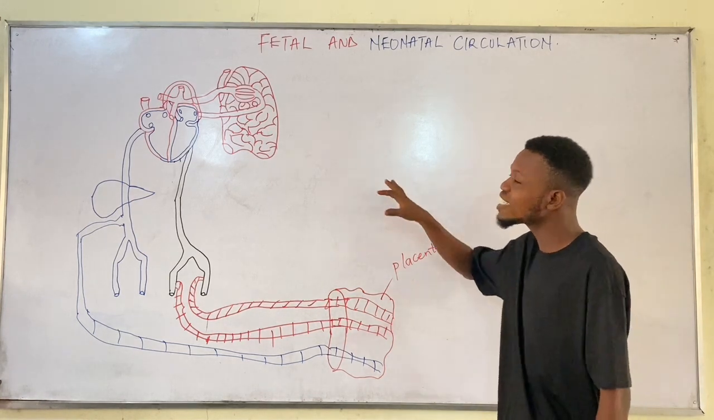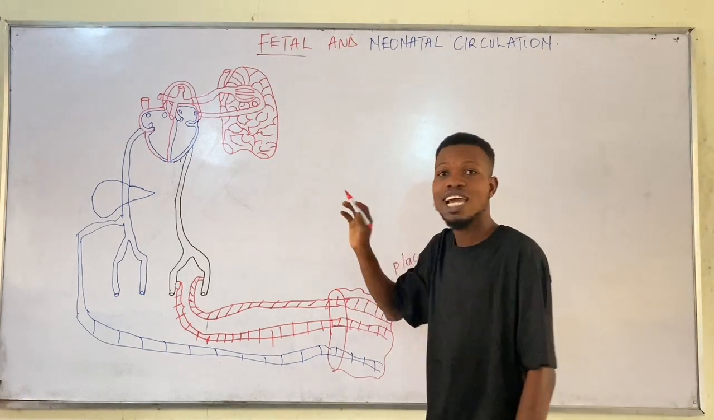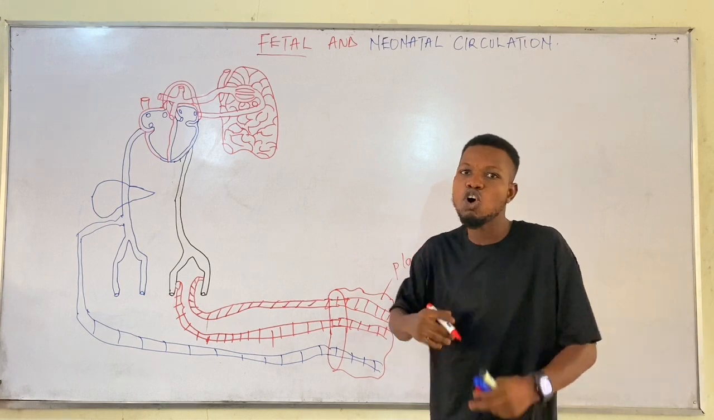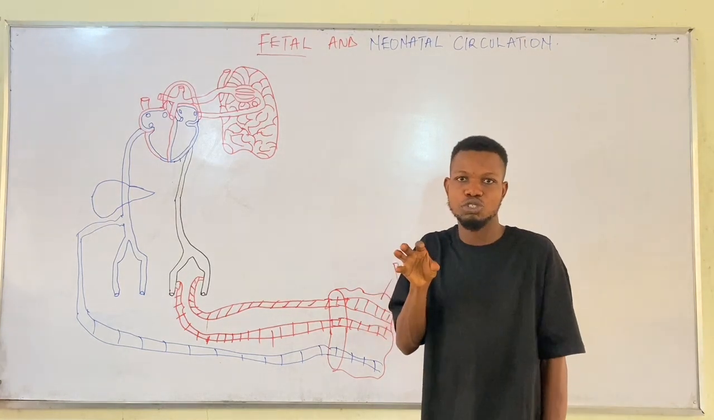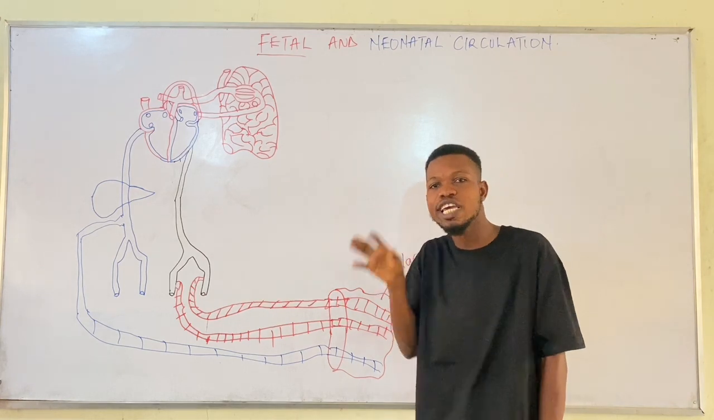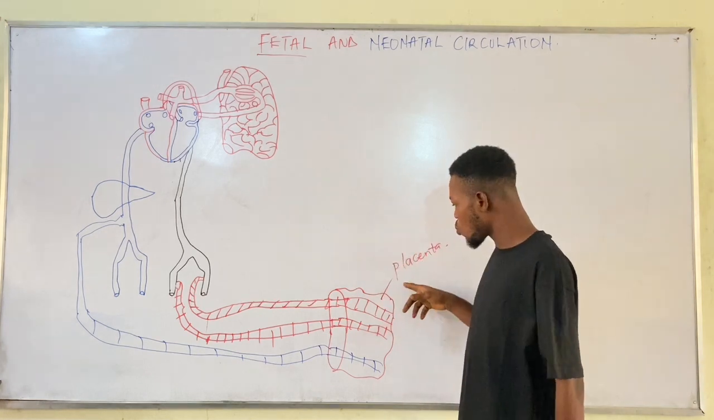Why? Because at this period of time in the fetal circulation, the lungs are not functioning. Though the lungs are developing at that period of time, they have not functioned. The lungs cannot undergo what we call gaseous exchange. So what is giving oxygen to the blood is the placenta.